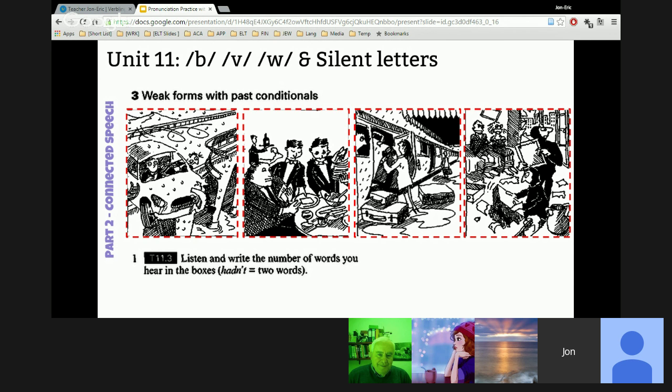Okay, so we're going to try the same with the others to give you a little bit of practice, but I want you to realize, I want you to see, this is what we call a weak form, because we don't say have. That would be the strong form, where you hear the vowel. We say of. It's the weak form where you don't hear the vowel. Basically, you don't hear it, or at least it's very, very muted.